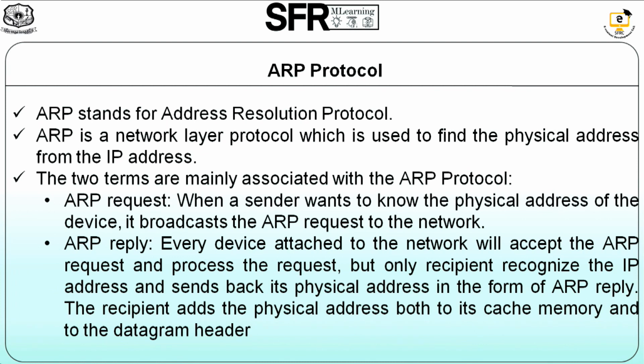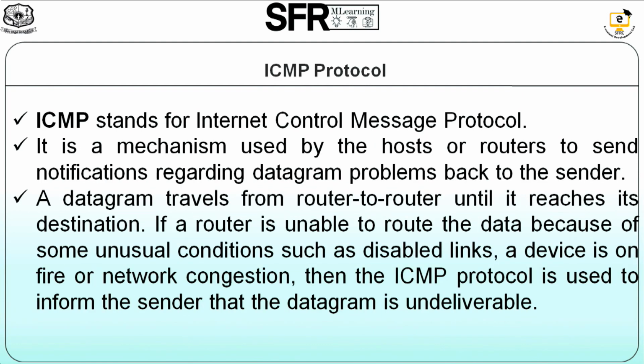ARP reply. Each device attached to the network will accept the ARP request and process it, but only the recipient recognizes its IP address and sends back its physical address in the form of an ARP reply. The recipient adds the physical address both to its cache memory and to the datagram header.